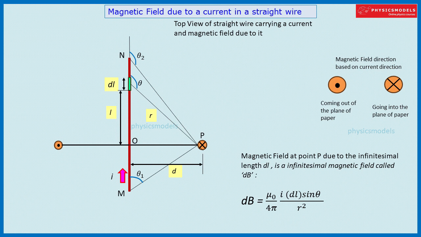With this, the infinitesimal magnetic field dB is defined as μ0 by 4π into I into dl into sin θ by r squared. When we integrate this dB over the entire length of the wire, there are many dl's, we will get the value of the magnetic field, that is B.